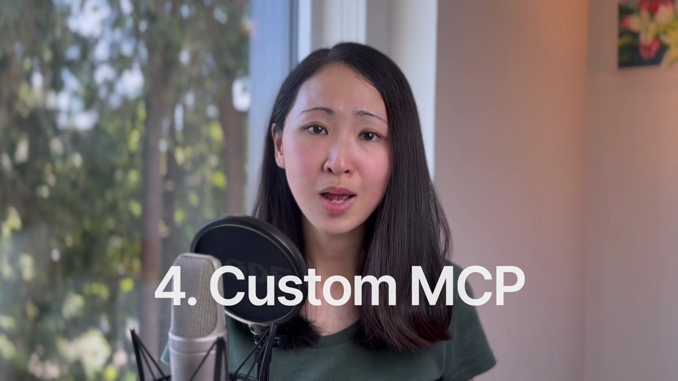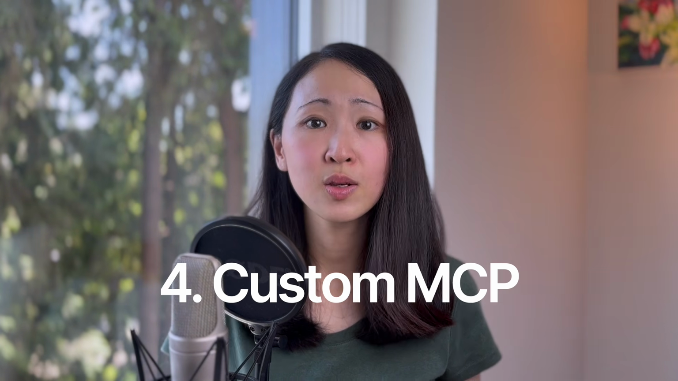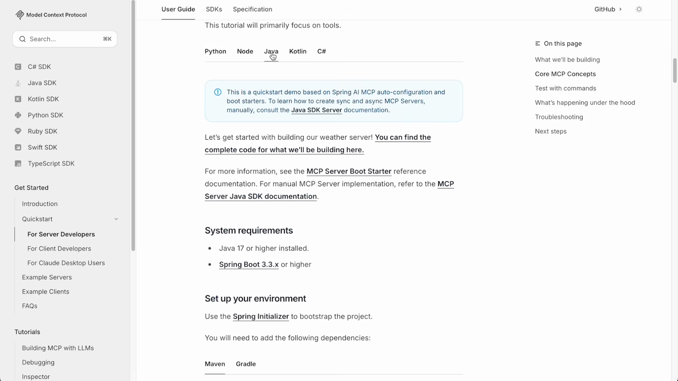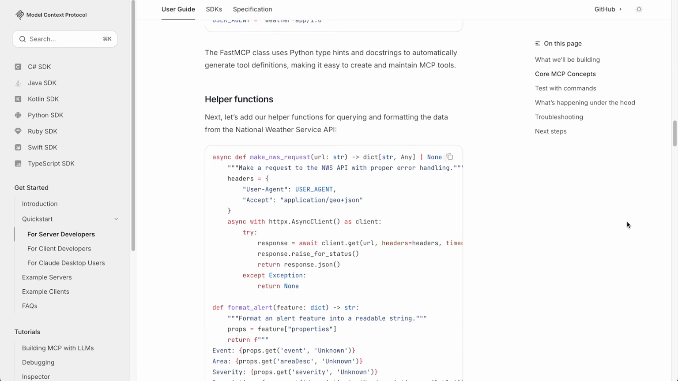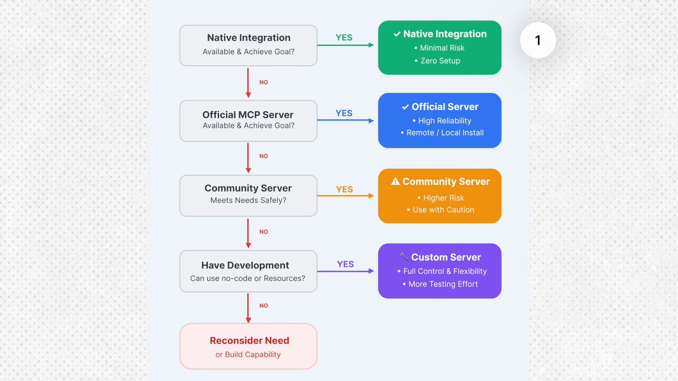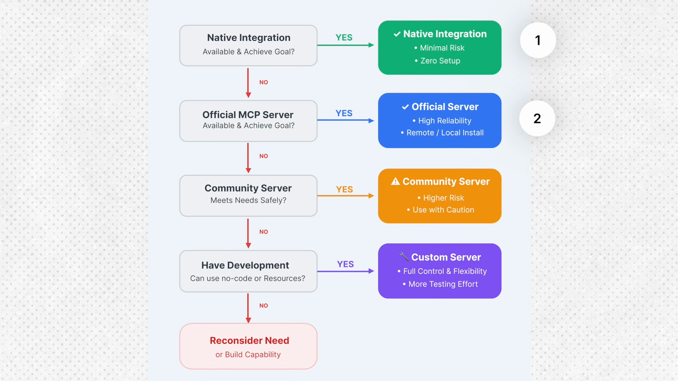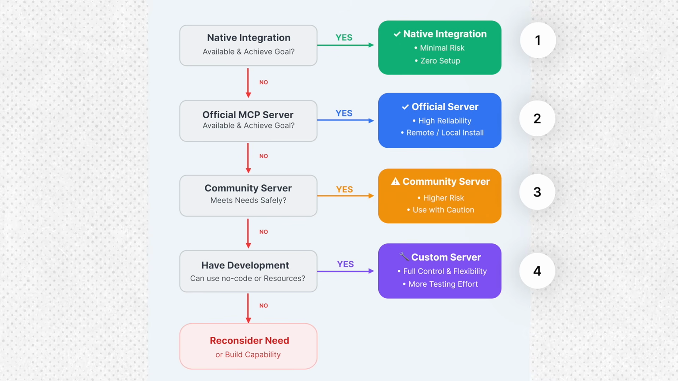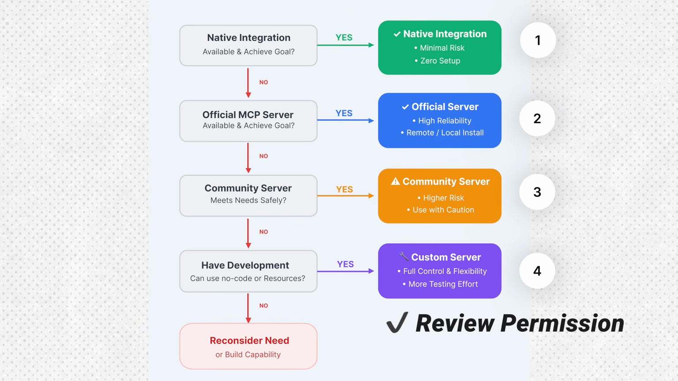And fourth, custom MCP servers you build yourself, like using no-code platforms. If you're a developer, you can also build one using the Python SDK or the JavaScript SDK. So choose this when you have unique business requirements or a proprietary system that needs custom integration. So my recommendation is always start with native integration, then official servers. Only move to community or custom solutions when necessary, and always grant the minimal necessary permissions for security reasons. Now, besides MCP servers, we also have MCP clients.